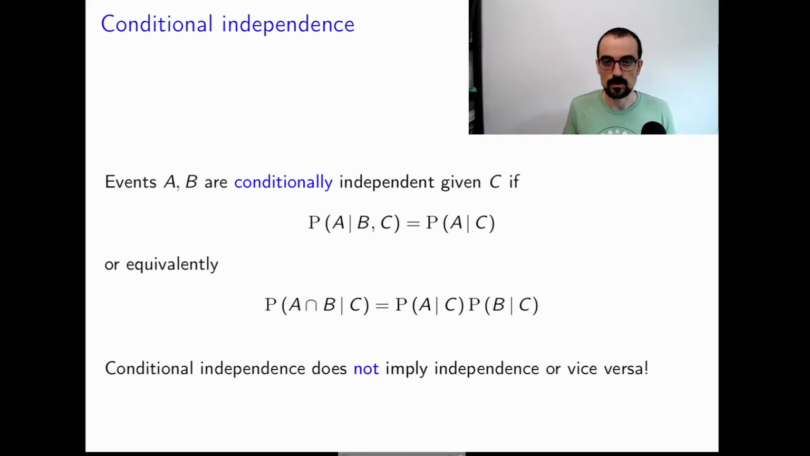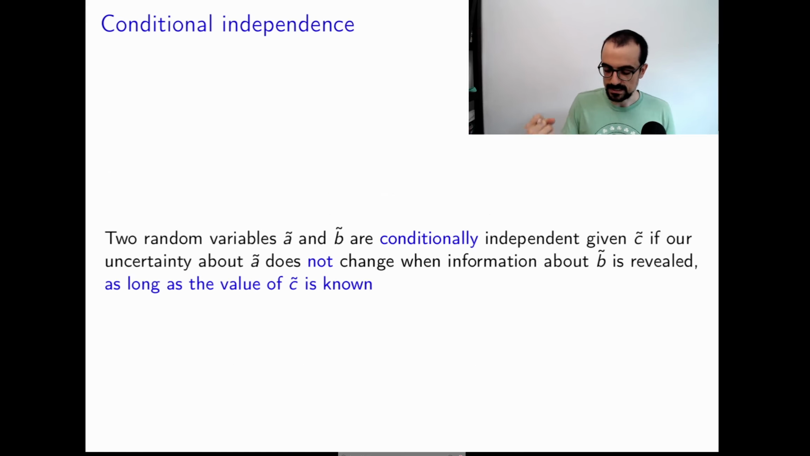I forgot to say that, and this is very important. Conditional independence does not imply independence or vice versa. We gave an illustration of this for events. You can just translate that immediately into random variables. Because independence for random variables is stronger, and conditional independence for random variables is stronger. We're saying that A and B are conditionally independent, given C, if our uncertainty about A does not change when information about B is revealed, as long as the value of C is known, and that holds for any possible values that A, B, and C can take. Okay, so that's a conditional independence of many, many events. That's what I mean by saying that it's stronger.